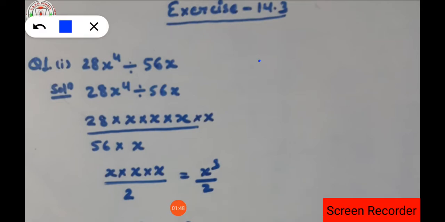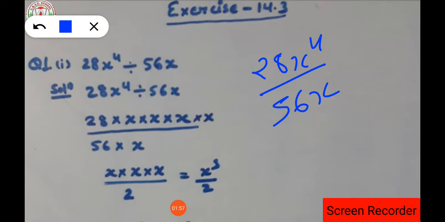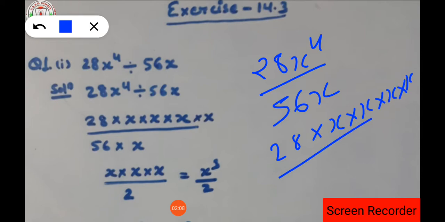So what is the number we are having? That is 28x to the power 4 to be divided by 56, isn't it? We are going to write it in the form of numerator and denominator. Now 28 into x to the power 4, that means x into x into x into x, upon 56 into x. So here we have written the variables in the expanded form, isn't it? Then from the numerator 1x and from the denominator 1x will get cancelled. How many x are left out here? That is 3x left out. Okay, so it will be x to the power 3.